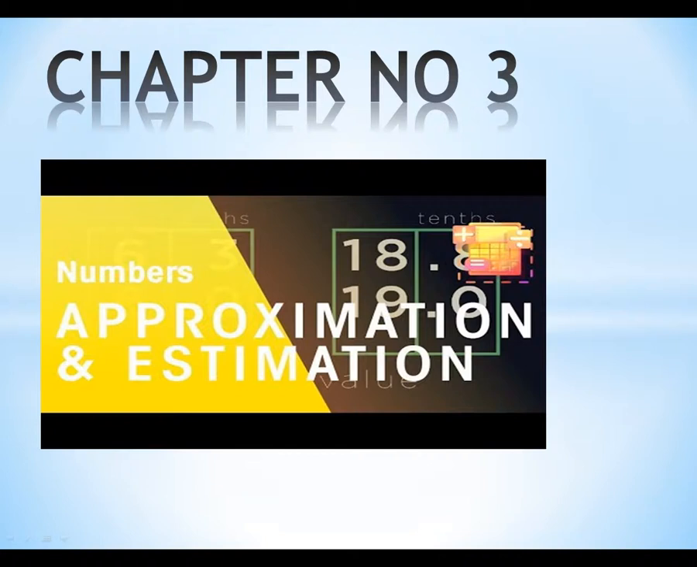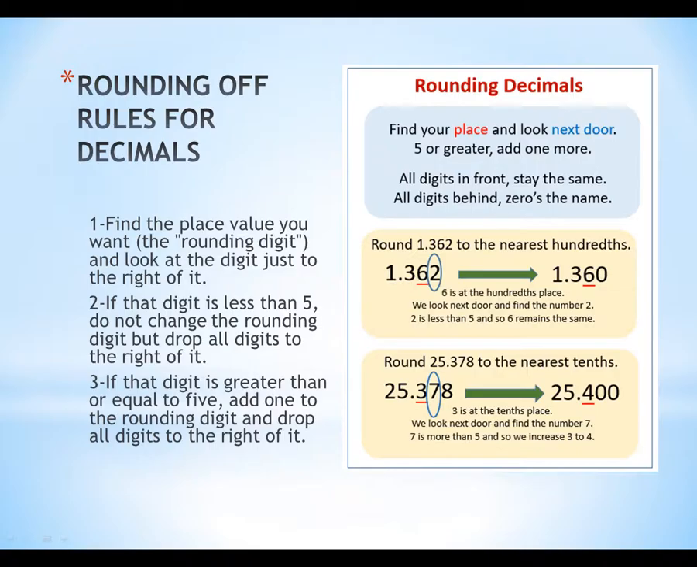Your fourth class for chapter number 3. The name of the chapter is Approximation and Estimation. So we can start the approximation from the rounding off rules for the decimals.